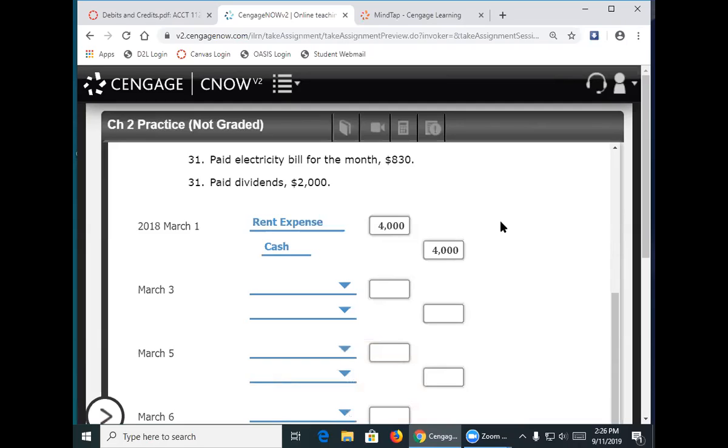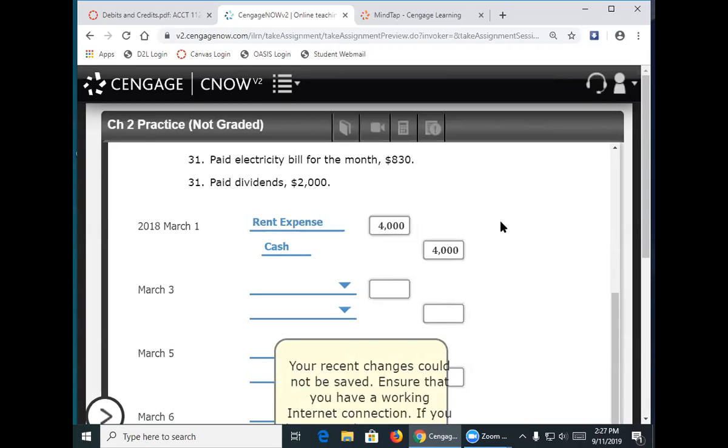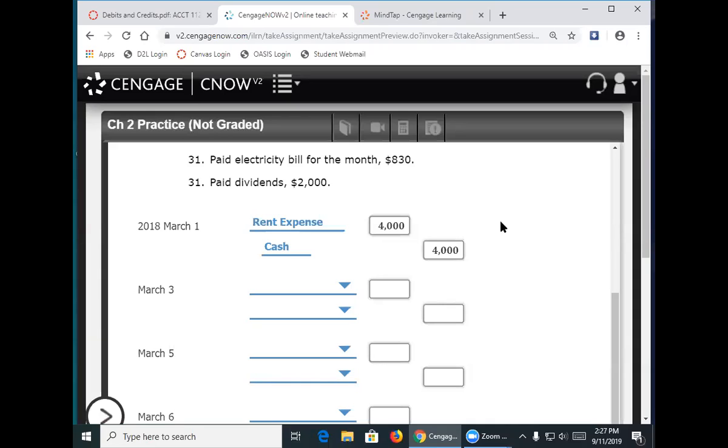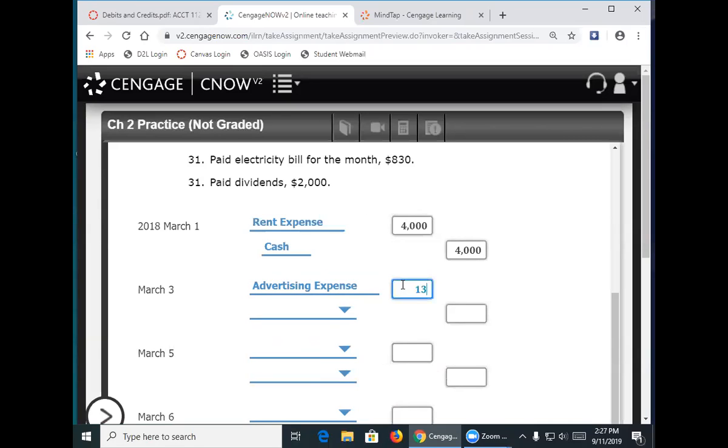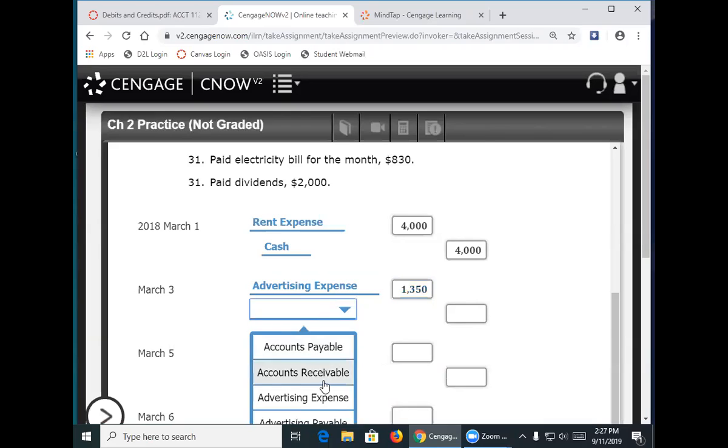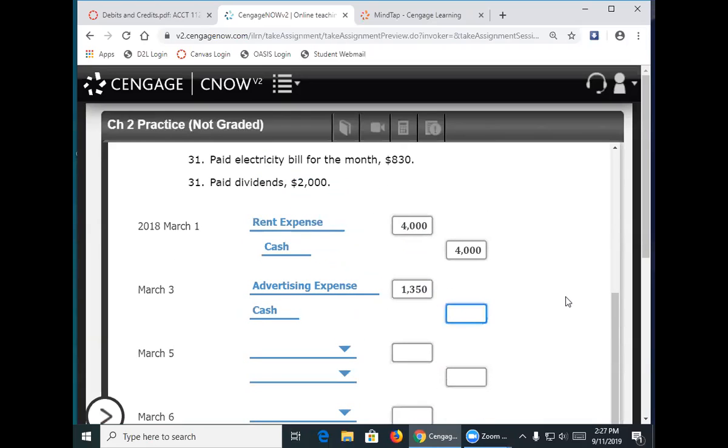March 3rd, we paid advertising expense, $13.50. So what two accounts are being affected there? The advertising expense. Advertising expense, good. And cash. Good. It's really kind of the same entry, right? We're paying a different type of expense. So on that one, which account am I debiting? Advertising, very good. The expenses get debited to increase. And you're crediting cash. Okay, so advertising expense gets debited, cash gets credited.